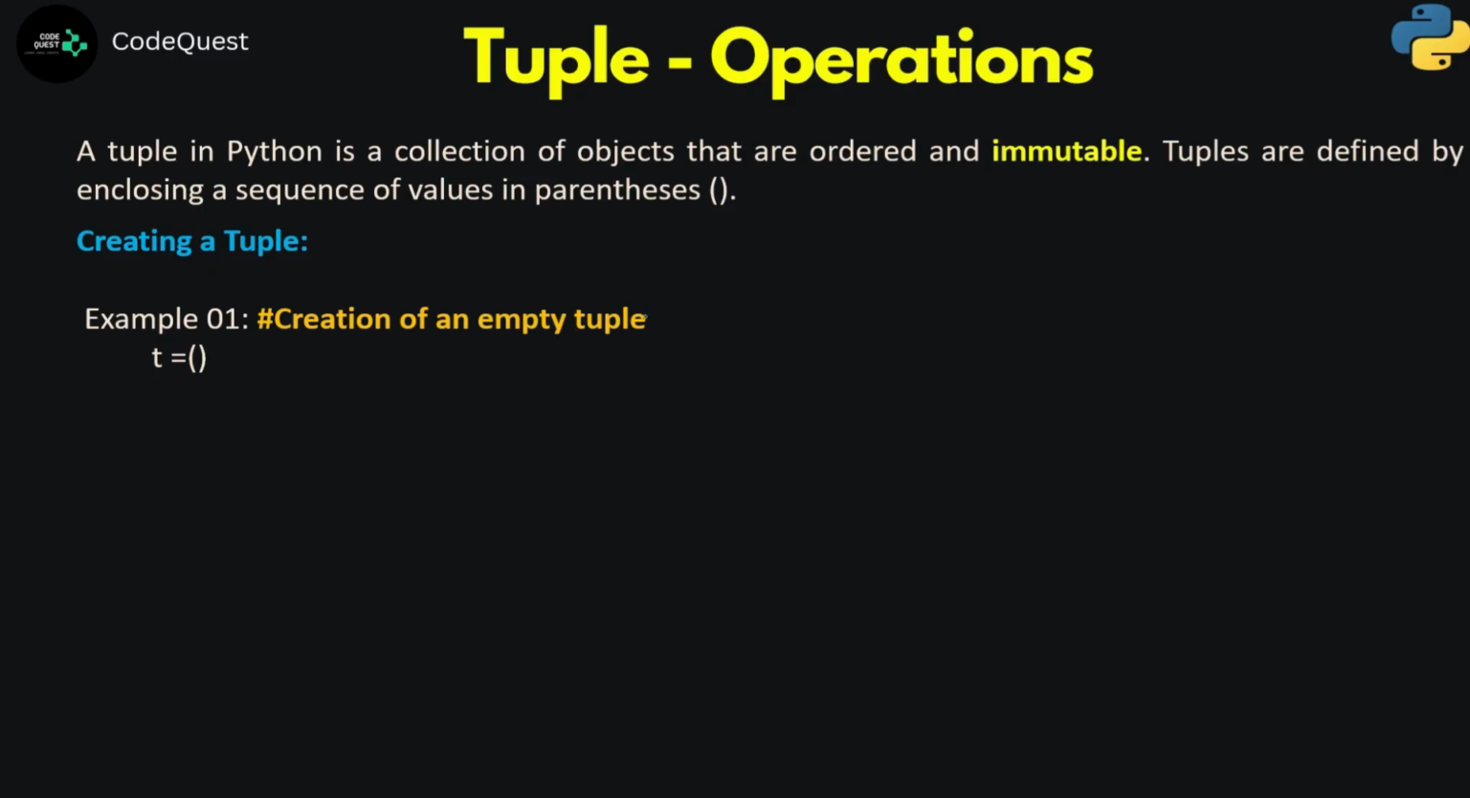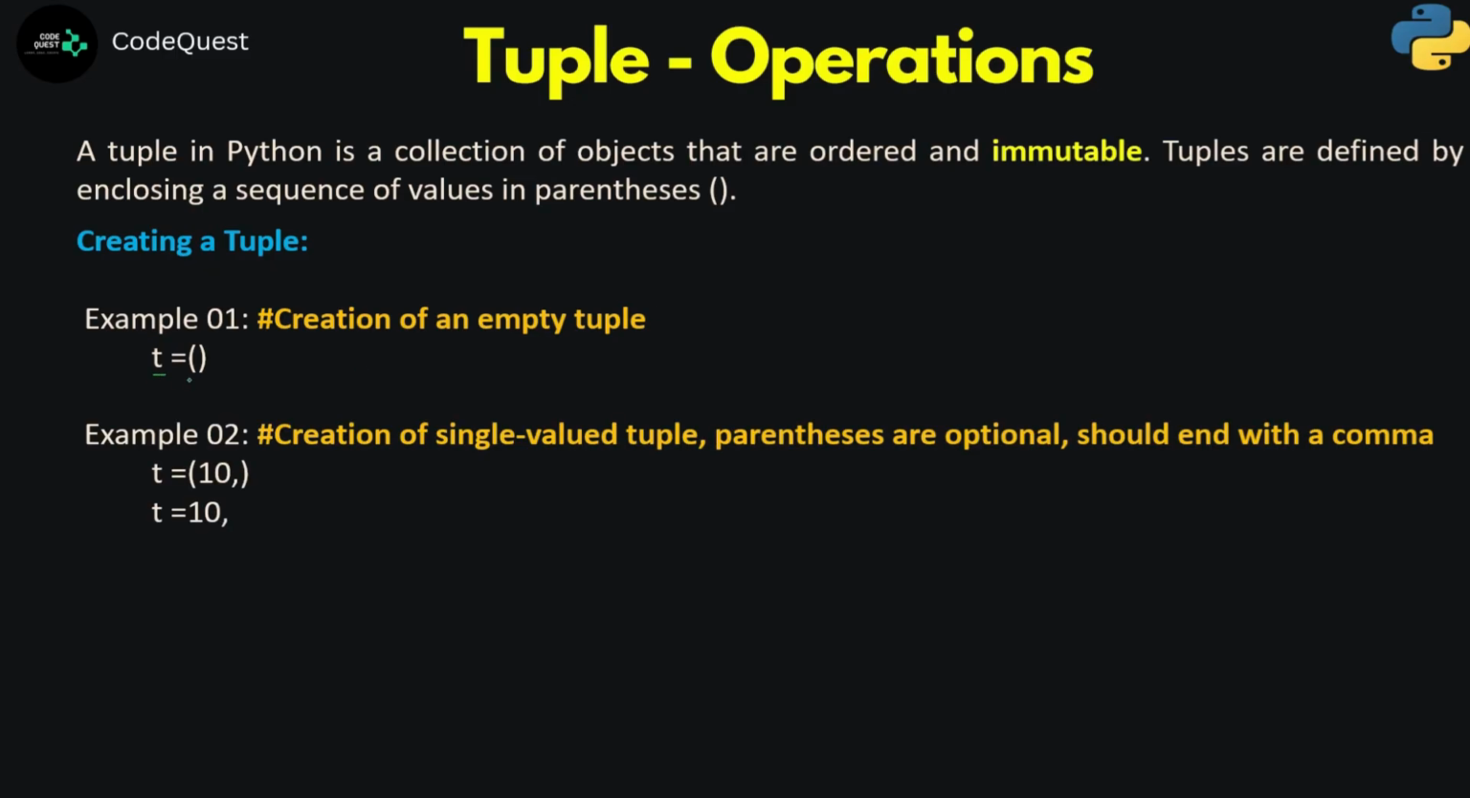If I want to create an empty tuple, I just need to write some tuple name followed by parentheses having no elements inside. Similarly, suppose we are creating a single value tuple. Parentheses are optional here and it should end with a comma. Very specifically, each time you create a tuple having only one element, writing only 10 is not going to be enough. You have to end with a comma. So either this format having parentheses or without parentheses is accepted, but the comma is compulsory.